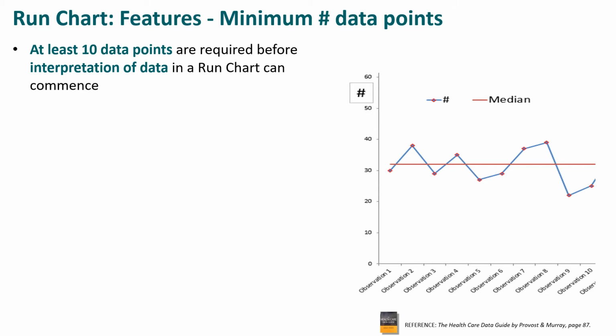With a run chart, you need at least 10 data points before you can start interpreting the data. You can actually start the run chart as soon as you've got 1 data point, but you need at least 10 data points before you can actually do any form of interpretation.